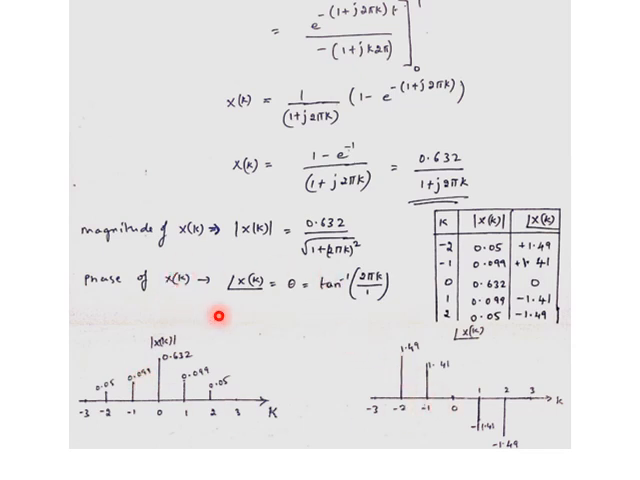Coming to the phase of x of k, the phase is always dependent on the imaginary and the real factor. The imaginary value here is 2 pi k, and the real value is always 1 with respect to x of k. So what is the condition to calculate the phase? Theta is equal to tan inverse of imaginary divided by real value. Imaginary is 2 pi k divided by 1. If k varies from minus infinity to infinity, theta always changes. When k is equal to minus 2, by substituting tan inverse of 2 pi into minus 2, that is minus 4 pi, tan inverse of minus 4 pi we get as minus 1.49 as the answer.